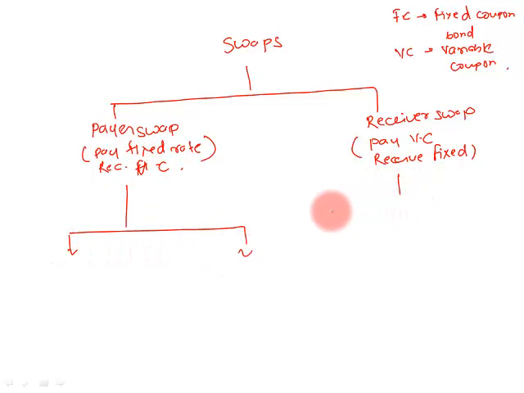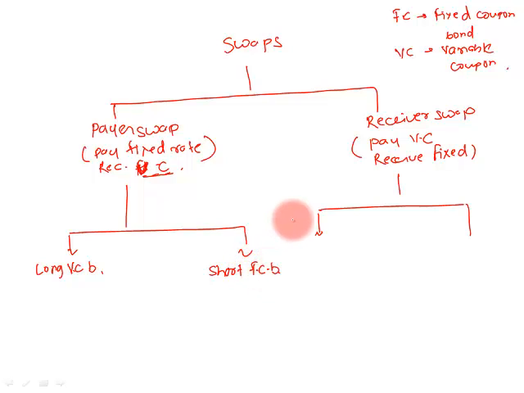And then how do you remember this? Very straightforward. Whatever you receive, you are long on that. Whatever you pay, you are short on that. So here, what am I receiving? Variable coupon. Am I receiving variable coupon here? So I am long on a variable coupon bond. And I am paying fixed coupon. So here, I am short on a fixed coupon bond. Again here, what am I receiving? I am receiving fixed. So I am long on a fixed coupon bond and I am short on a variable coupon bond.